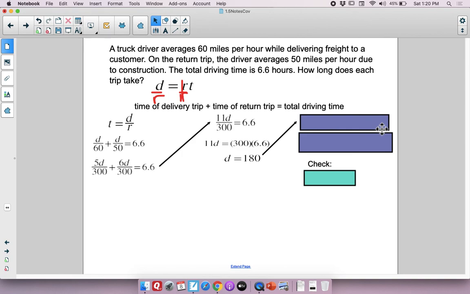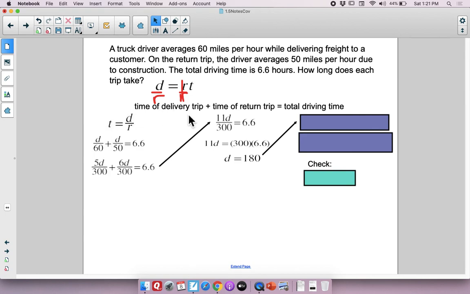Okay. And so then d equals 180, right? Does that answer the question? If we answer the question of how long does each trip take? No, we haven't. What we have done is we figured out what the distance was. Okay, well, now we have to do that, right? So where would we go to figure that out? Well, we go back to here. We know the distance is 180.